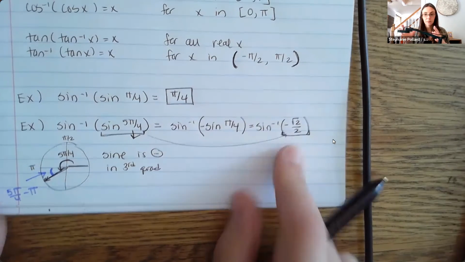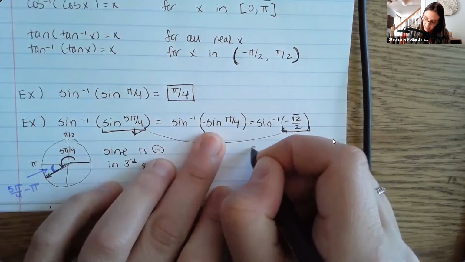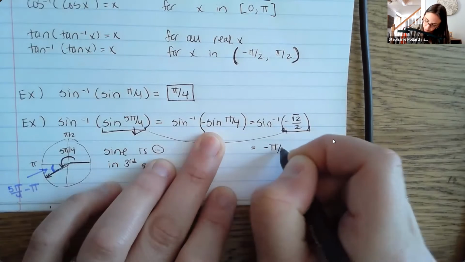Now, negative root 2 over 2 is fine. It is in the range of values that we need for inverse sine. What you could do there is go back to your table, go back to that unit circle, whatever we did in the previous two videos to figure out that inverse. And what you get there is negative pi over 4.